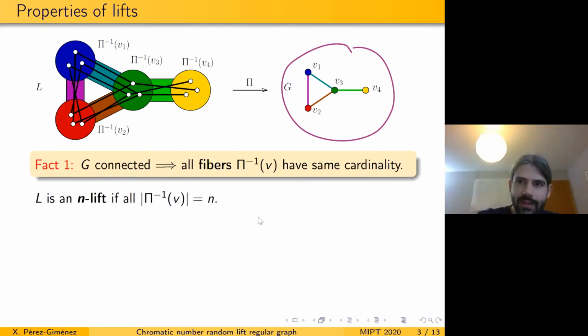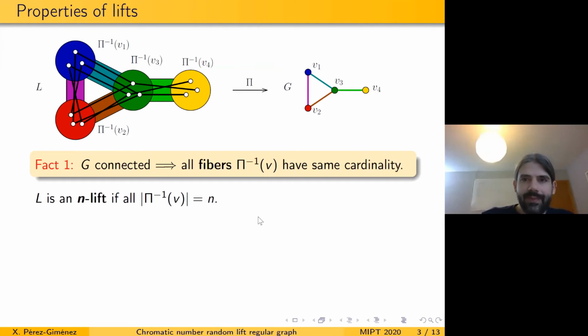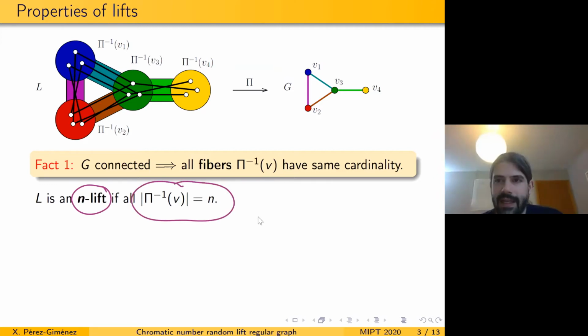So if I look at a finite lift of a connected graph, all the fibers will have the same cardinality, which I'm going to denote by n. But this motivates the definition of an n lift. So an n lift of a graph is a lift where all the fibers have the same cardinality n.